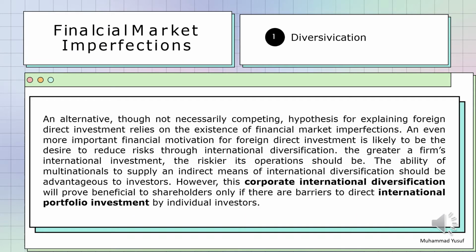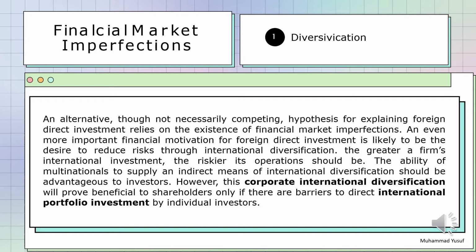Financial market imperfections. An alternative, though not necessarily competing, hypothesis for explaining foreign direct investment relies on the existence of financial market imperfections. An even more important financial motivation for foreign direct investment is likely to be the desire to reduce risk through international diversification. The greater a firm's international investment, the less risky its operation should be.